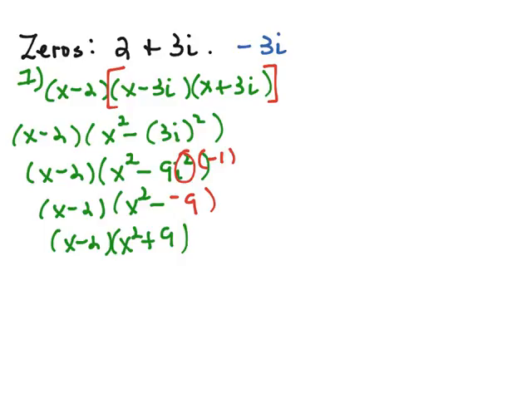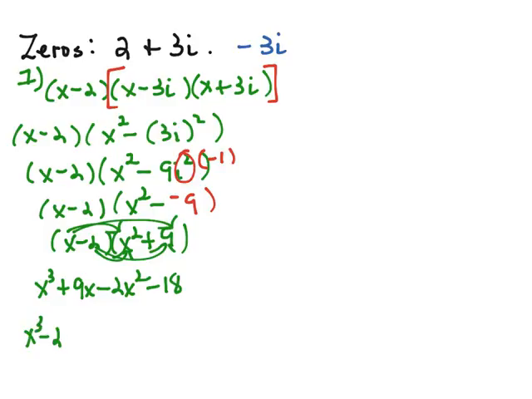And so now we can FOIL this out. x times x squared would be x cubed. x times 9 would be 9x. Negative 2 times x squared is negative 2x squared. Negative 2 times 9 is negative 18. So if we had the equation x cubed minus 2x squared plus 9x minus 18 equals 0, it would have zeros at 2, 3i, and negative 3i.